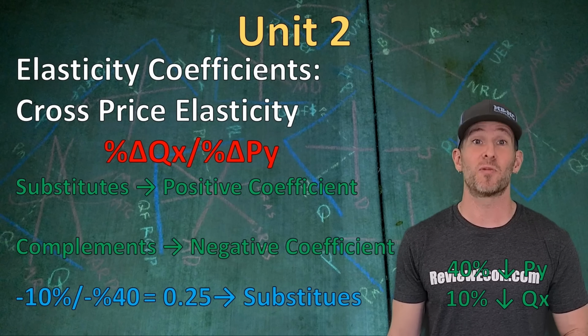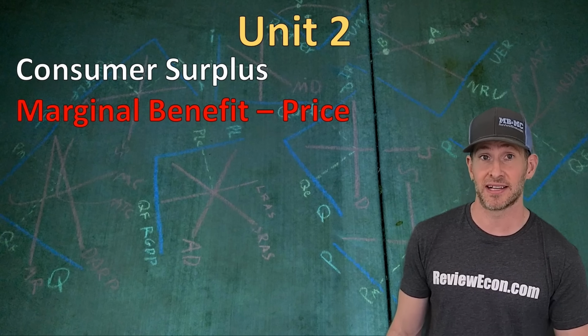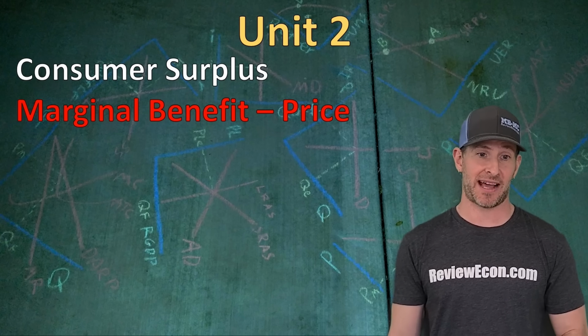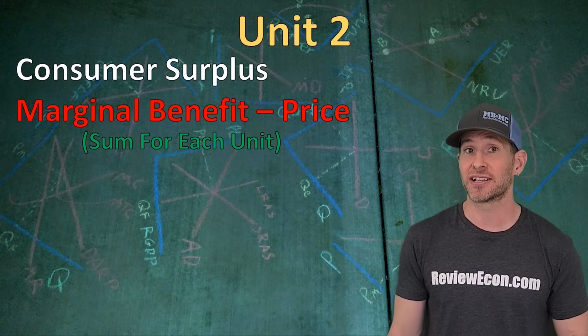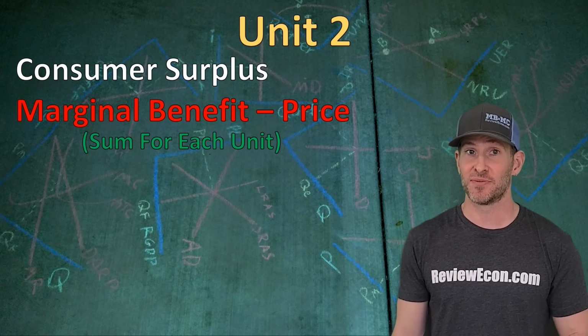Next up, we have consumer surplus. Consumer surplus is the difference between the marginal benefit or marginal utility of consuming a good and the price of that good. You sum it up for each unit consumed, and that is the consumer surplus within a market or for an individual.